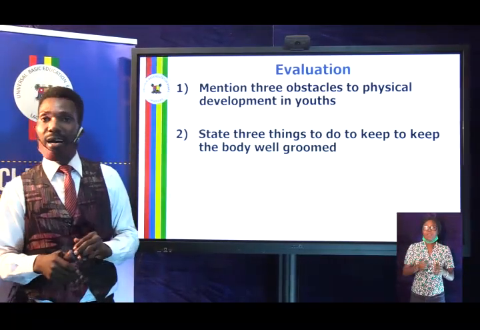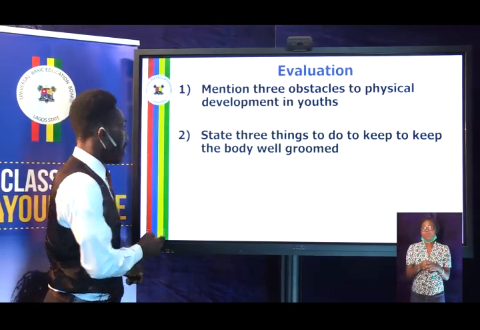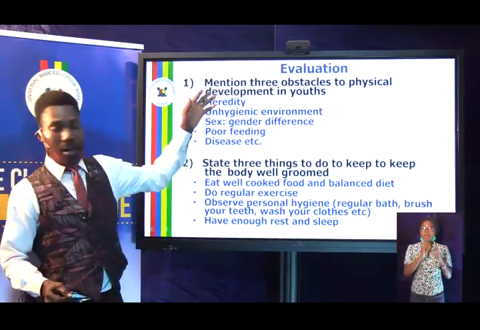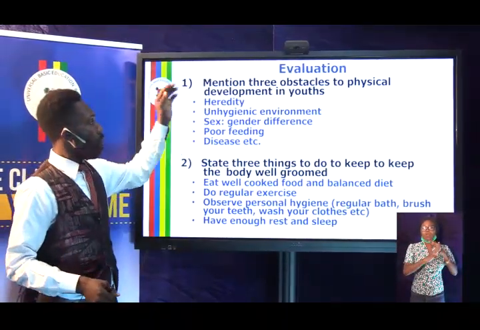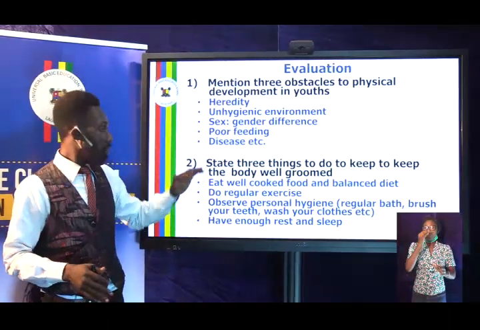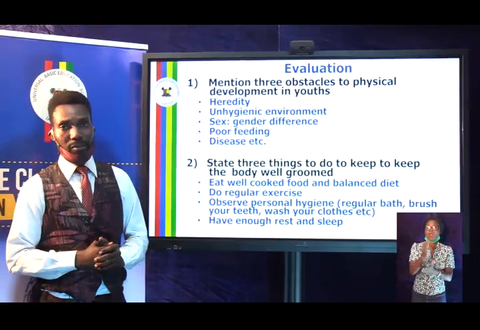Now let's check the answers to the evaluation and see how you have done for today. Answers. The obstacles to physical development: heredity, unhygienic environment, sex, poor feeding. Check and mark accordingly and score yourself.